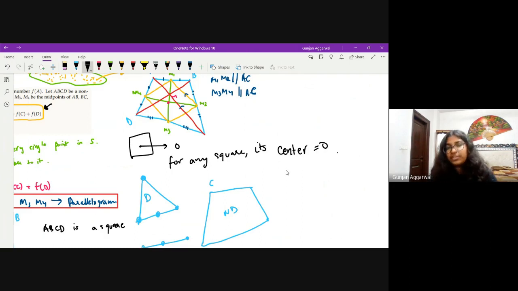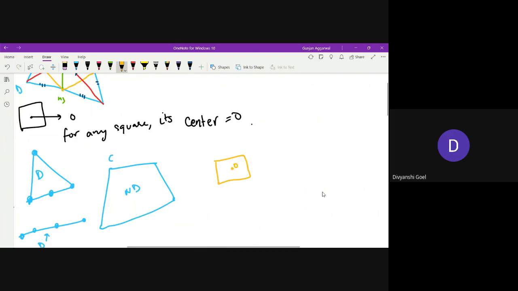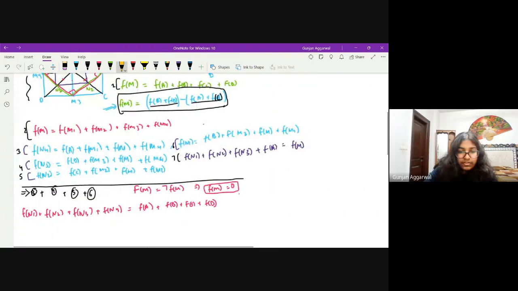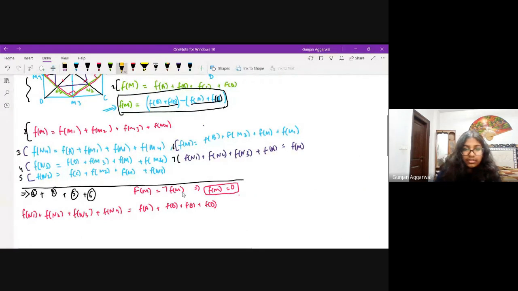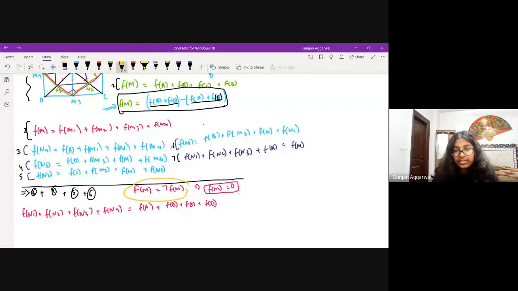Can you say all points are 0 from here? And how did you prove it? Was that Nidhi who said this? Yeah, I think. Do you want to explain how you got it?